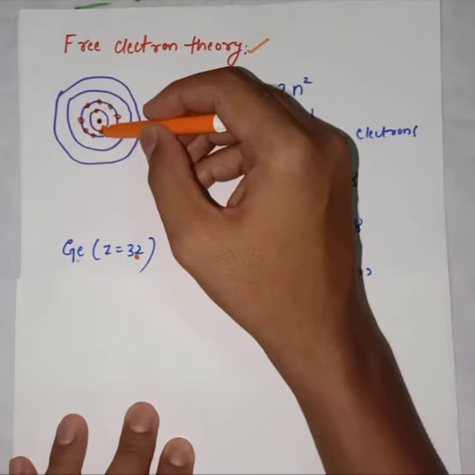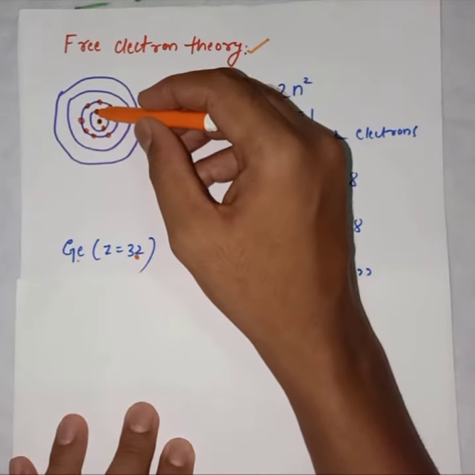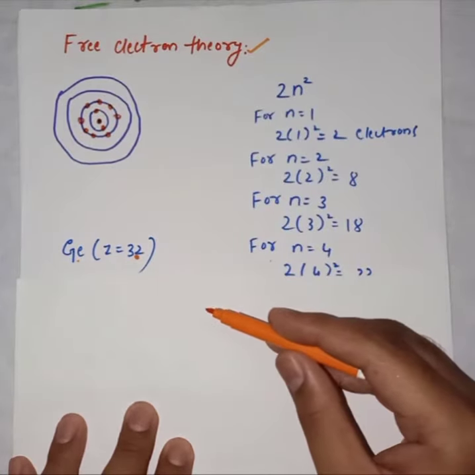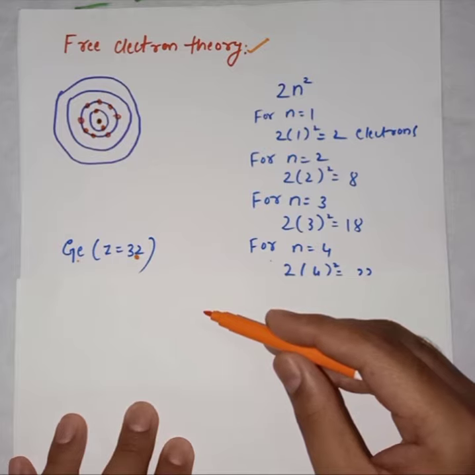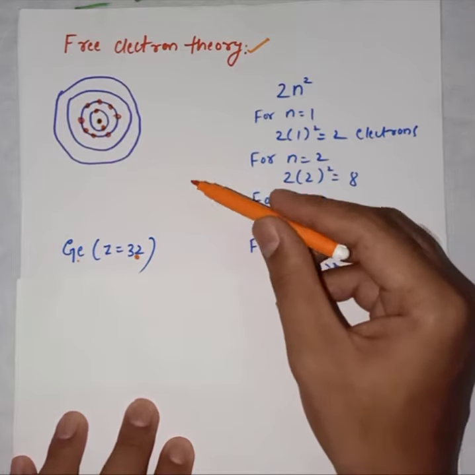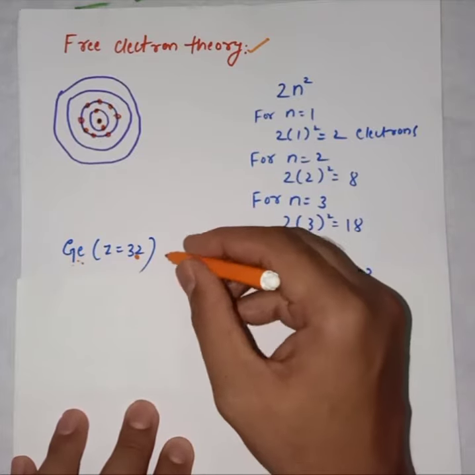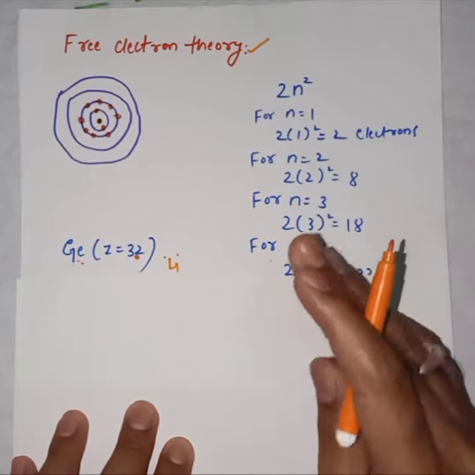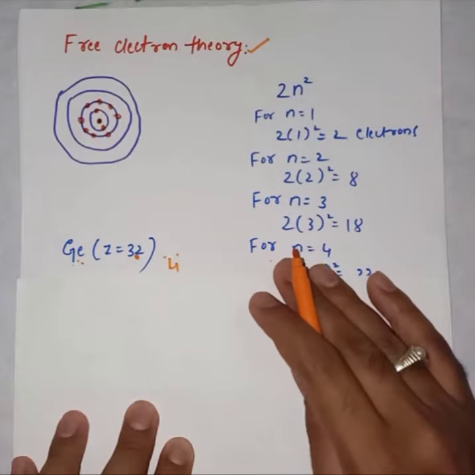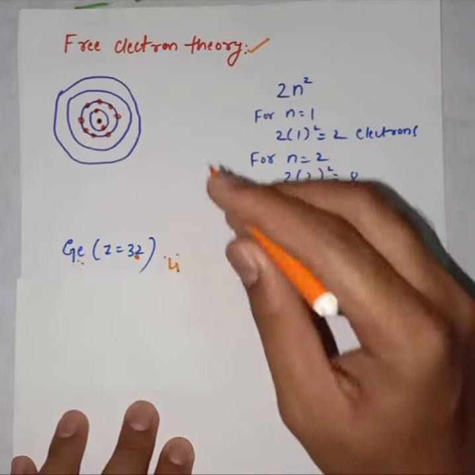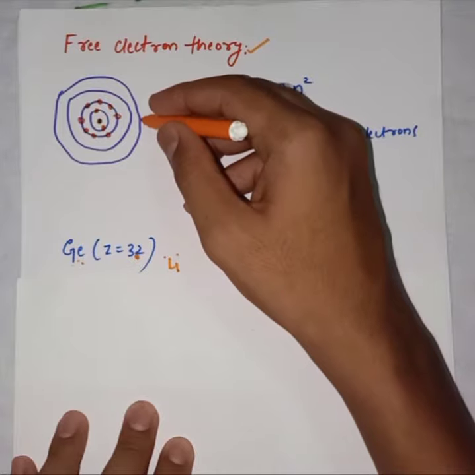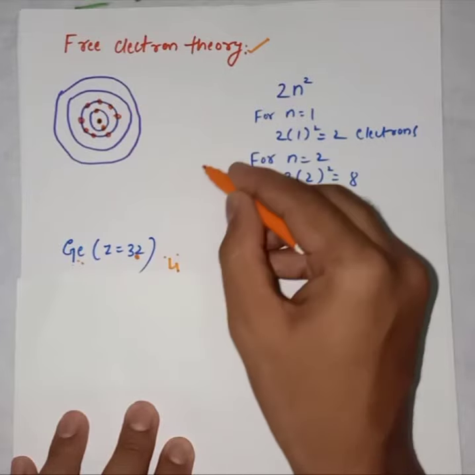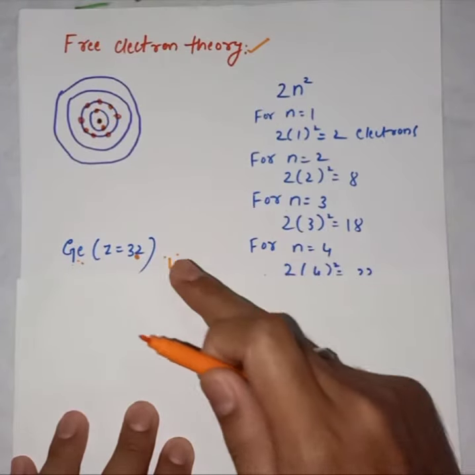Now, can all the electrons fill in a single orbit? If this is an orbit, can all the 32 electrons fill in it? No, it's not possible. Now, in germanium, there are only 4 free electrons out of 32 electrons. So only 4 are free. They can move anywhere in a germanium crystal. If this is a crystal we have, the electrons can move anywhere in the germanium crystal. That is, only 4 can move.